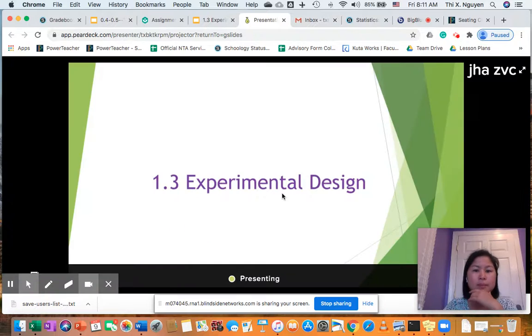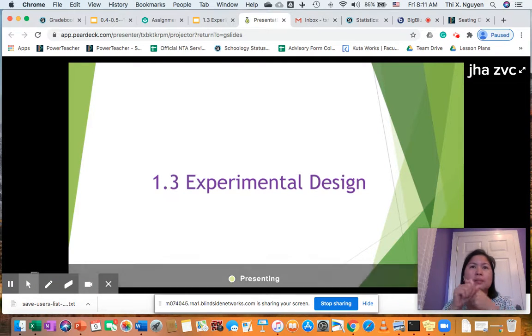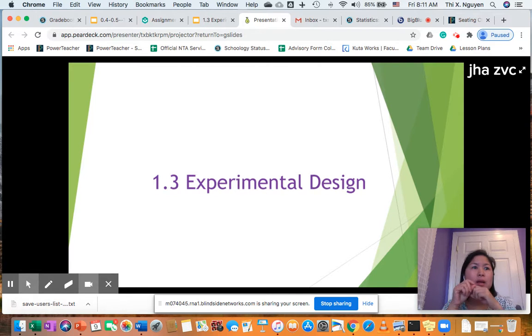Okay, we're gonna start. The last two lessons, we talked about types of data. We talked about the group of people, the group of targets that we will look at, like population and sample. For today, we're gonna talk about how to design an experiment.